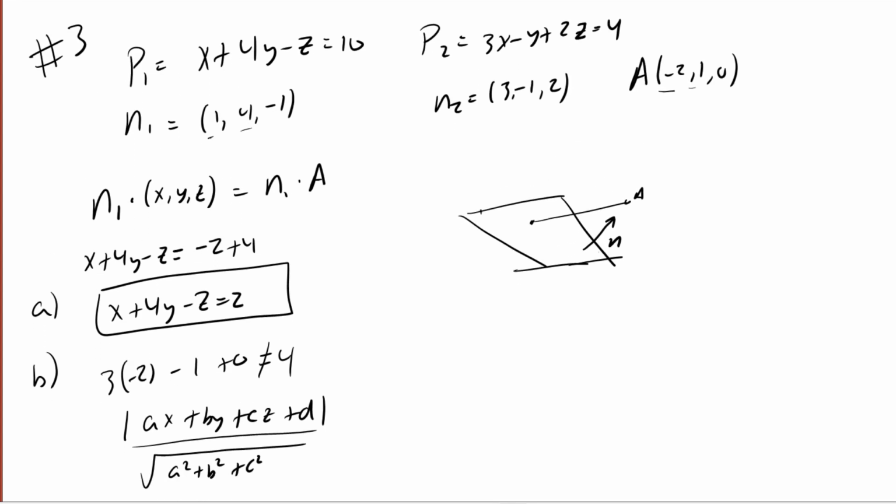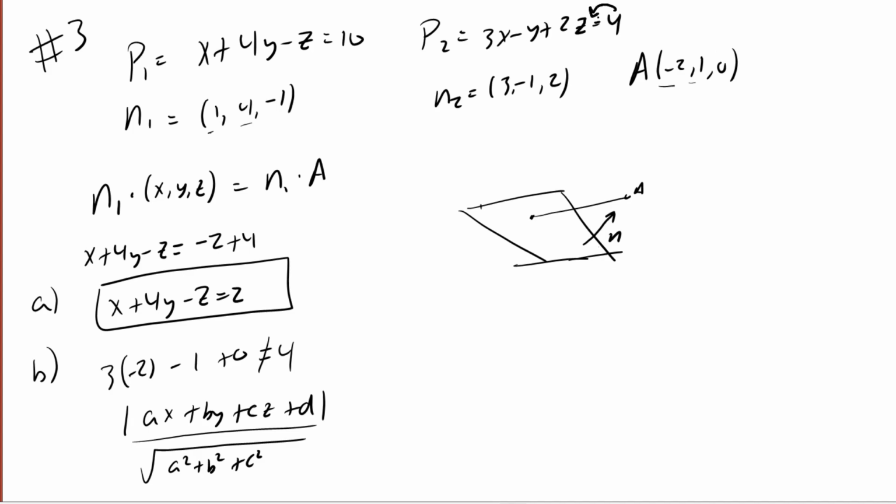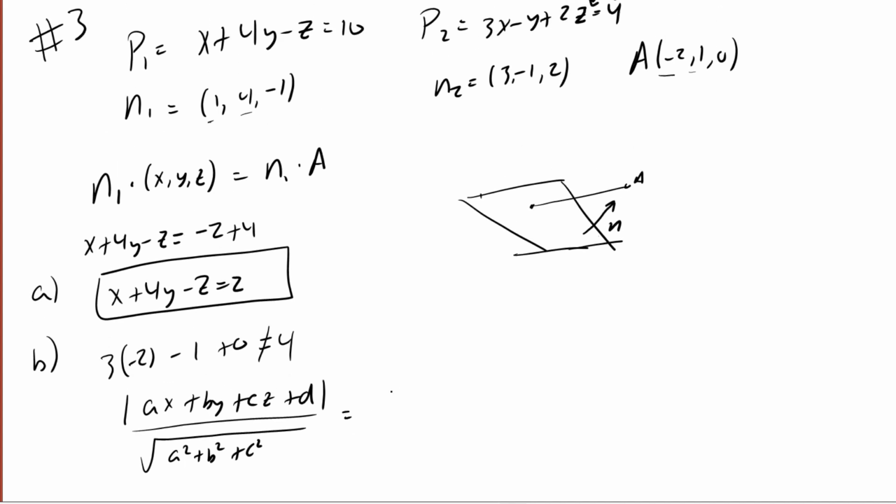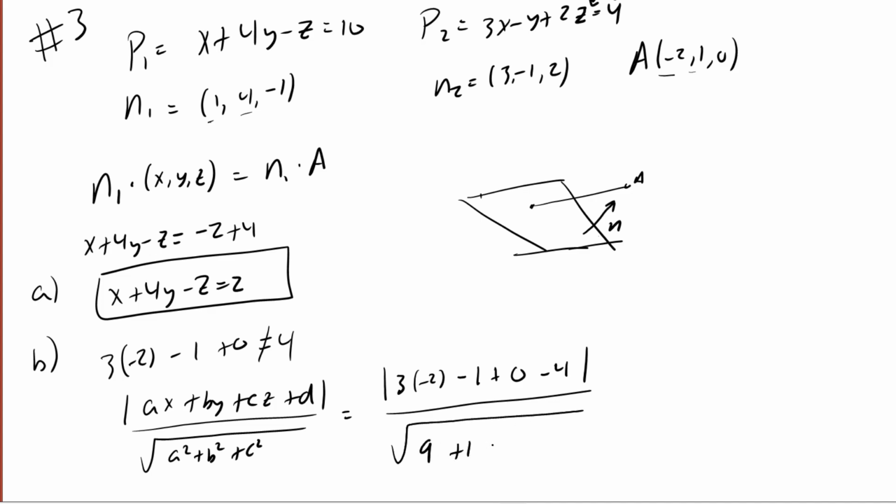Okay, so real quick, we're dealing with P2. Remember, I need to move this over to this side for it to count as this D, otherwise I'm going to have a wrong sign. So this becomes 3 times minus 2 minus 1 plus 0 minus 4 over square root 9 plus 1 plus 4. That's minus 6, minus 7, minus 11 over root 14.